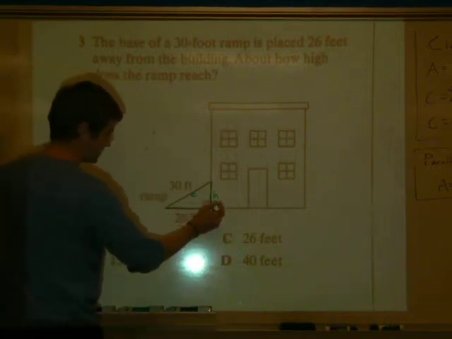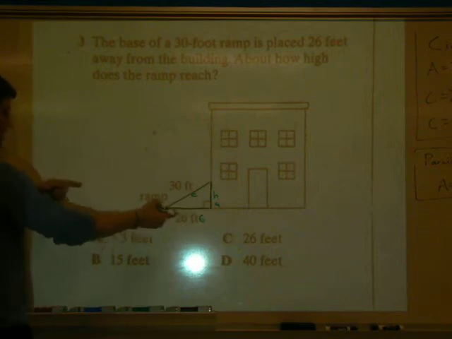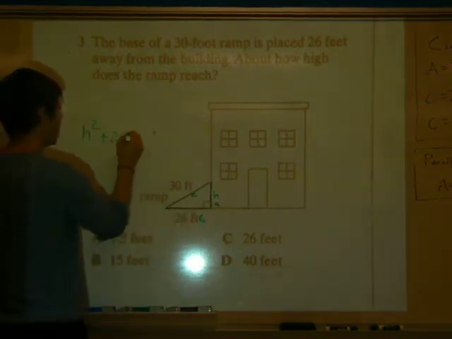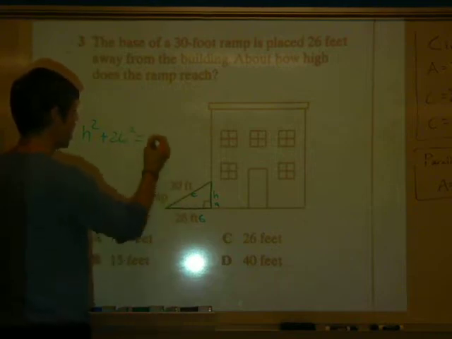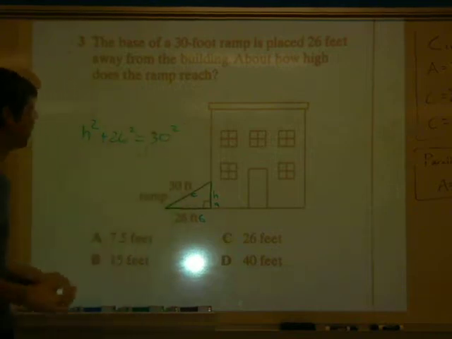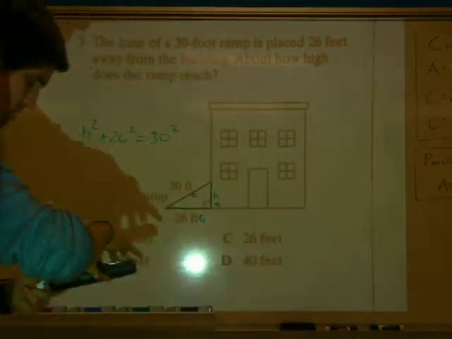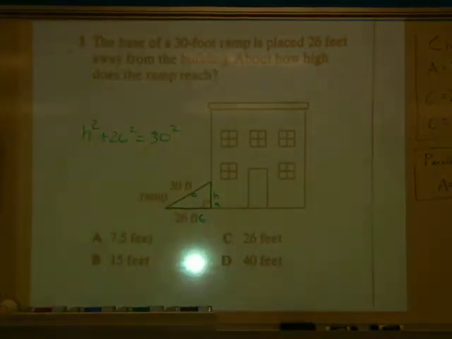Okay? So this is going to be A, that's going to be B. So A squared is H squared plus B squared, 26 squared, equals C squared, which is 30 squared. Alright? So let's solve it. So what is 26 squared? Alright, I'm going to use a calculator.